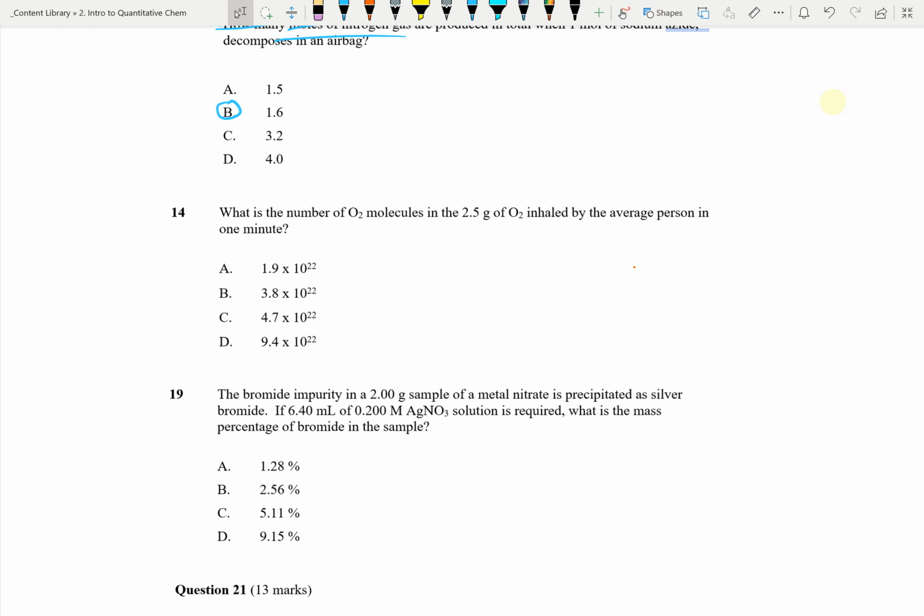What is the number of oxygen molecules in the 2.5 grams of oxygen inhaled by the average person in 1 minute? Okay, I need to get the number of molecules, which is like the number of particles. And I'm going to have to eventually use this formula, which is not a very common formula. If you know Avogadro's number, this is Avogadro's number, which is 6.022 times 10 to the 23.